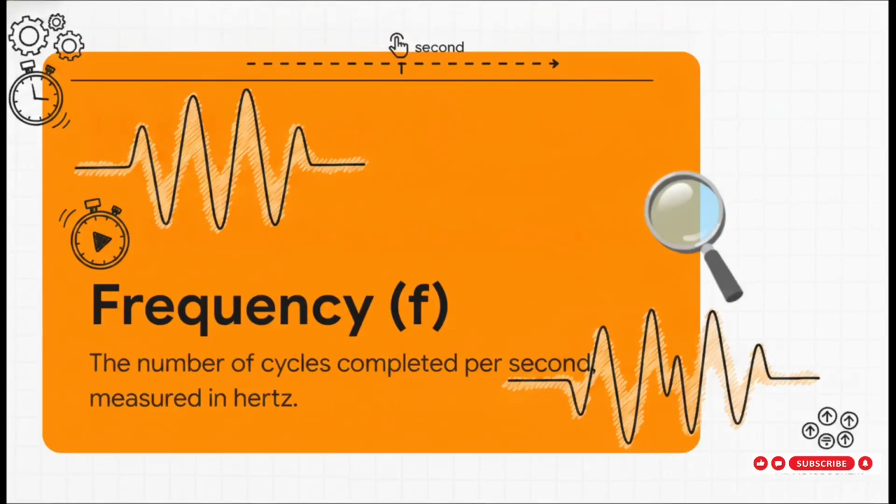Then we have frequency measured in hertz, which essentially flips our perspective entirely. Instead of asking how long one cycle takes, frequency asks, hey, how many of those full cycles can we cram into a single second? If a system has a frequency of 50 hertz, that means the wave is completing 50 full cycles, 50 of those positive and negative journeys, every single second.